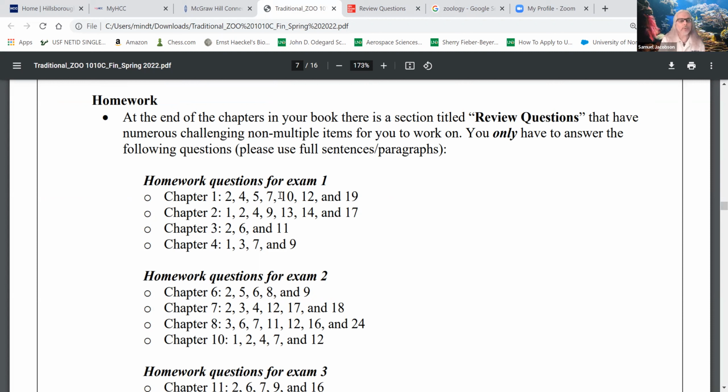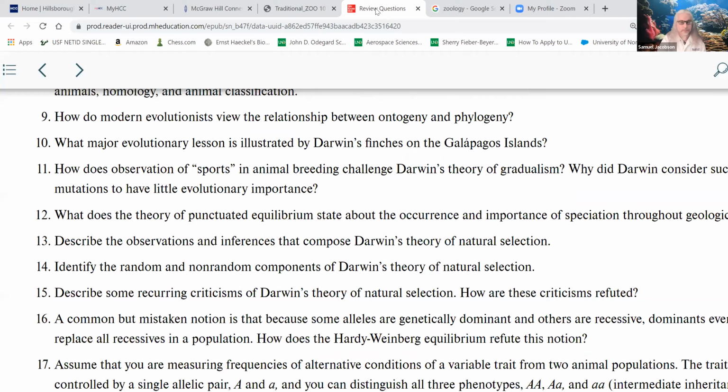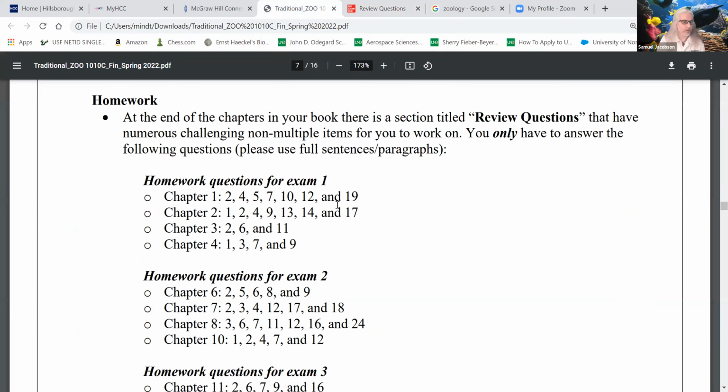1, 2, 3, 4, 5, 6, 7. Yeah, 7 questions. Out of, what was it, 17? No, more now. Oh my gosh, 21 questions. So you don't have to do all these. You want to do all of them, knock yourself out. But these are the only ones you have to do. And 7 is more than enough, in my opinion.